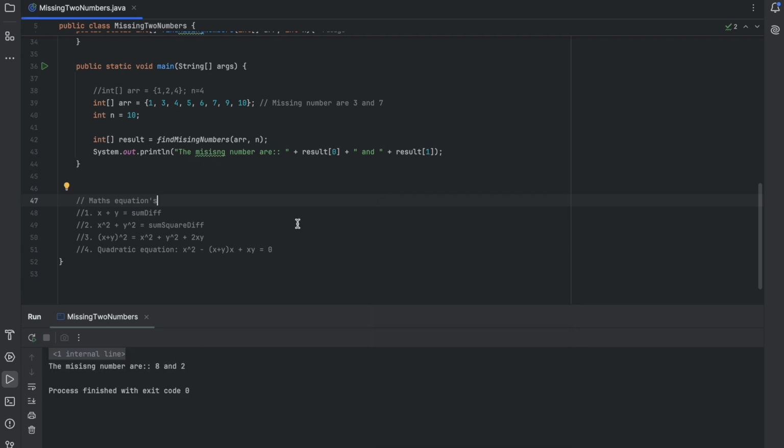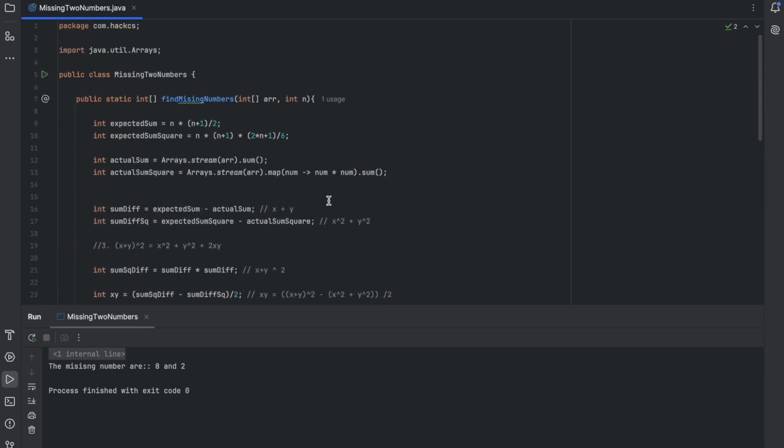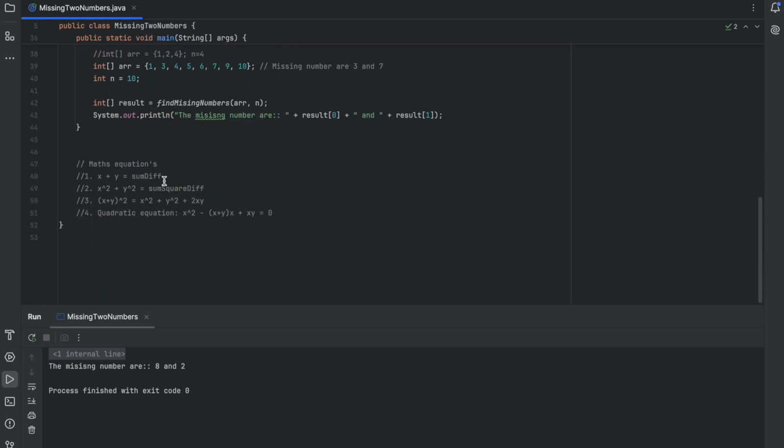Perfect. So now I saw that a user has written in the comments about when 2 numbers are missing. You see that when one number is missing, it's quite simple to solve. Only one formula you need, which is the first formula: x plus y equals the sum difference. Now when it comes to missing 2 numbers, you see how many formulas we need to write. 3 extra formulas. So the complexity is increased by 3/4, I would say, because you need to know 3 equations.